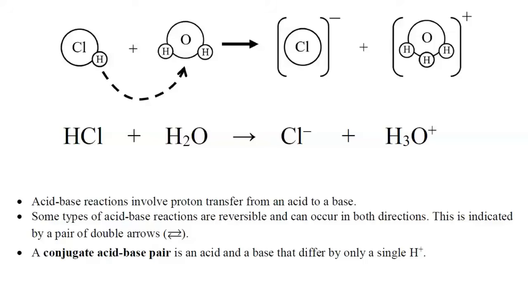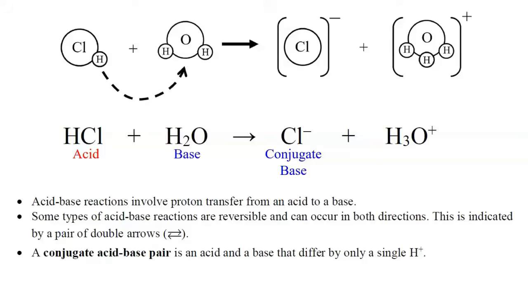sides of the equation. So in this particular reaction between HCl and H2O, HCl behaves as an acid. So where is the conjugate base of HCl? Well, it's on the other side of the equation. That would be the chloride ion, Cl-. So look closely and you can see that HCl and Cl-, their formulas only differ by a single H+ ion.